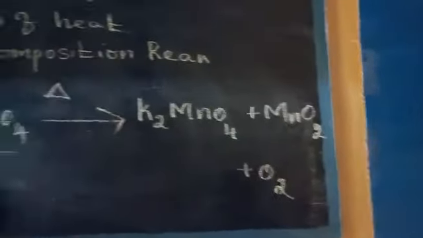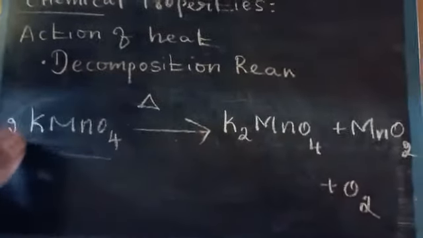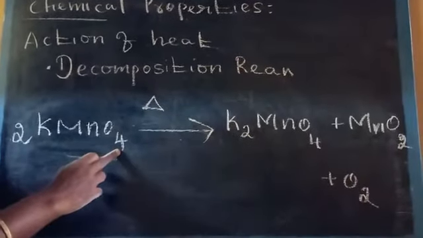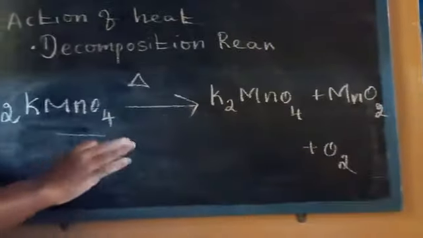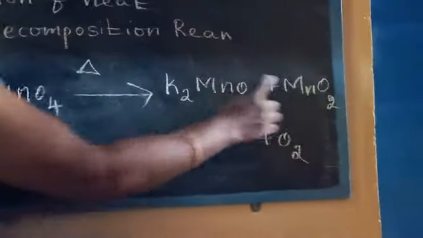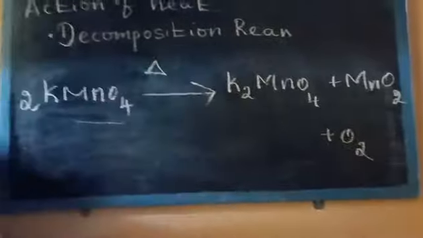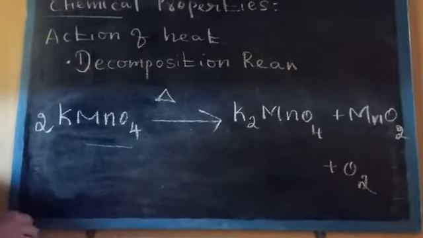Now balance the reaction. Potassium is 2, so multiply by 2. 4 2s are 8 oxygen. Here 4 plus 2 is 6, plus 2 is 8. Mn is 1 plus 1. It is balanced.